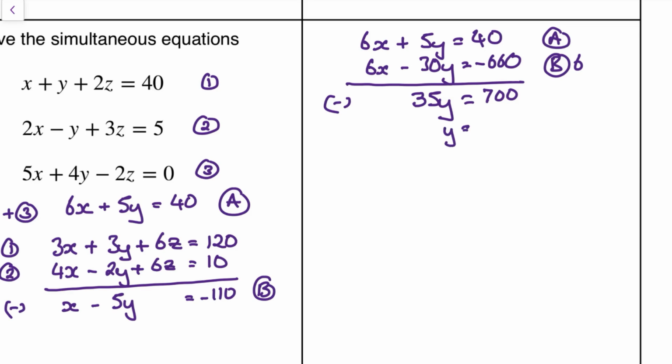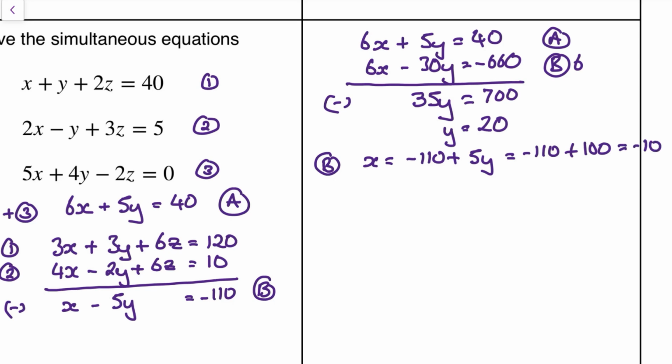Divide both sides by 35. Well, 70 divided by 35 is 2, so 700 divided by 35 is 20. It's not a great number, but it's a whole number, so I feel like I've probably done the right thing. Let's put this back into equation B. So equation B I can rewrite as x is equal to minus 110 plus 5y, which is the same as minus 110 plus 5 times 20, which is 100, which is going to be minus 10.